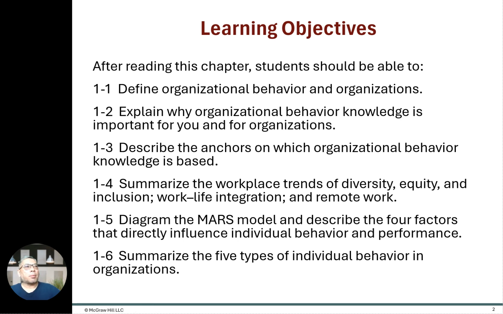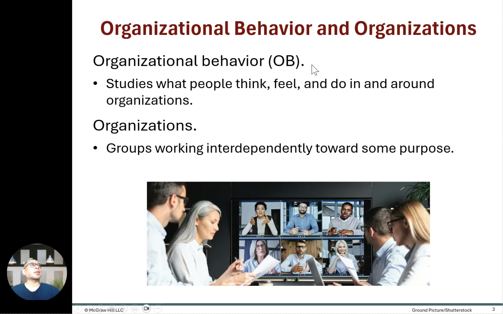Number 4, summarize the workplace trends in terms of diversity, equity, and inclusion, such as work-life integration and remote work. And number 5, diagram the MARS model and describe the 4 factors that directly influence individual behavior and performance. And number 6, summarize the 5 types of individual behavior in organizations. Let's dive in right away.